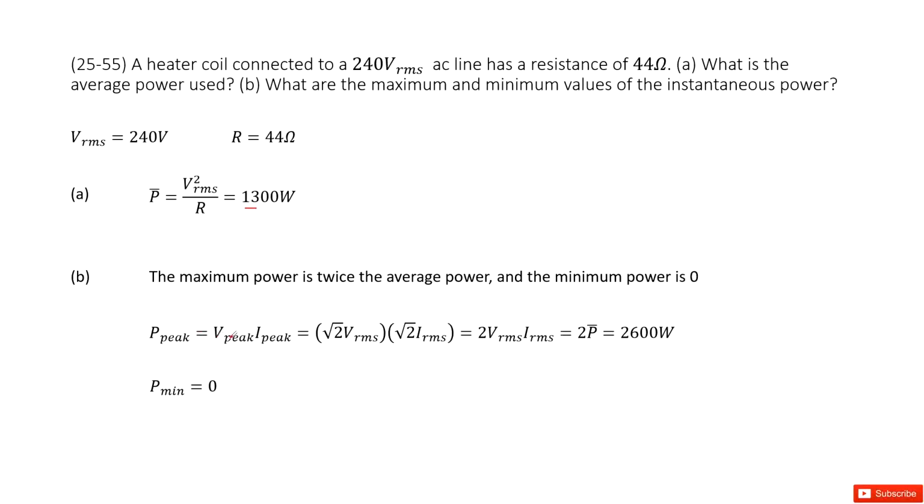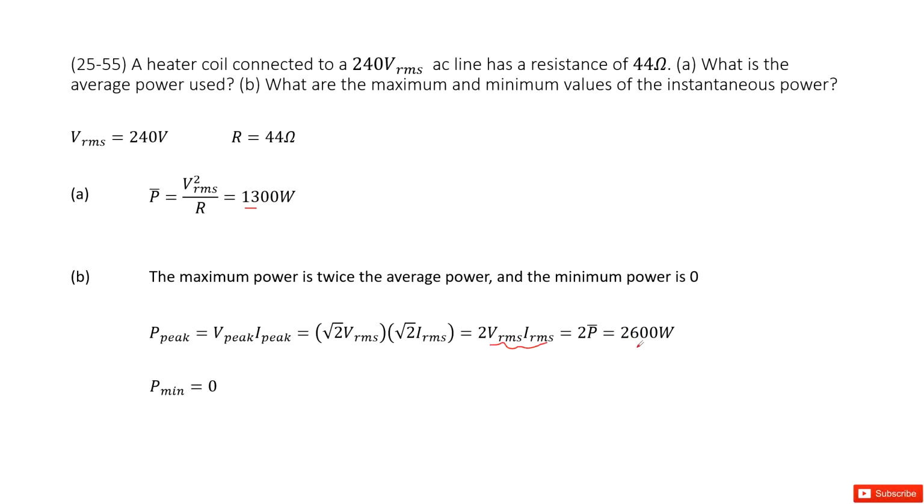So this is the voltage at the peak times the current at the peak, right? Yes. And the voltage at the peak is square root of 2 times Vrms. And the current at the peak is square root of 2 times Irms. Simplified, we get it looks like this, right? So we have the constant 2 times Vrms times Irms. These two terms will be replaced by the average power, P bar. Do you agree? And then input the given quantity. This one is 1,300 volts, so it becomes 2,600 volts.